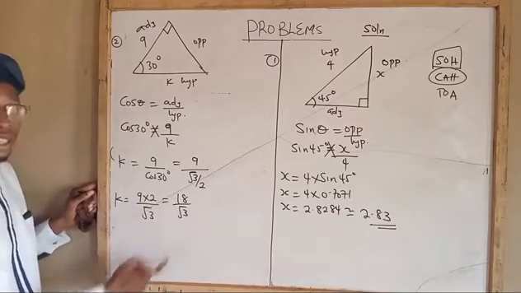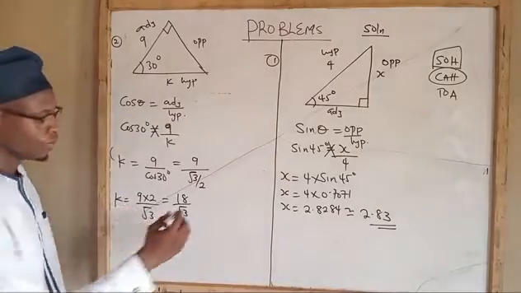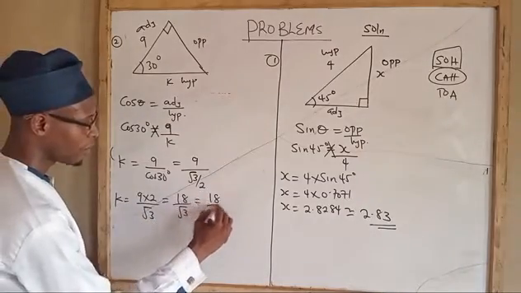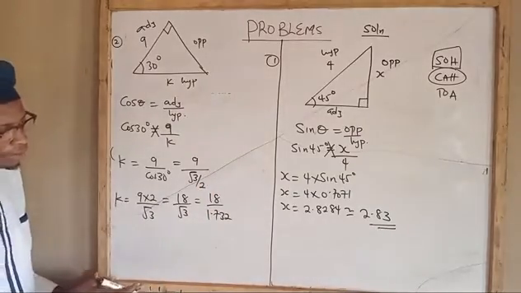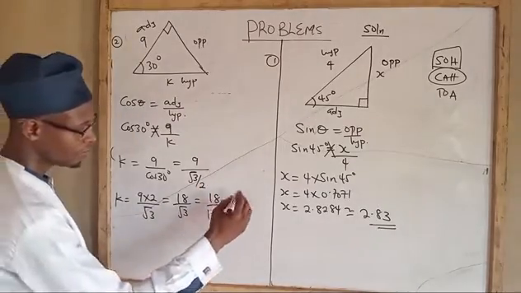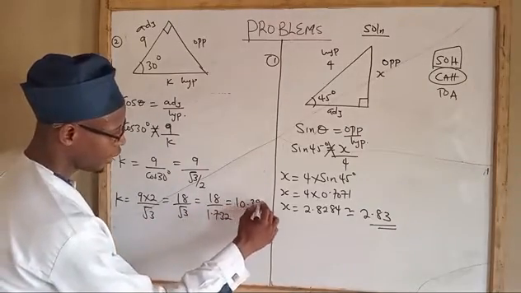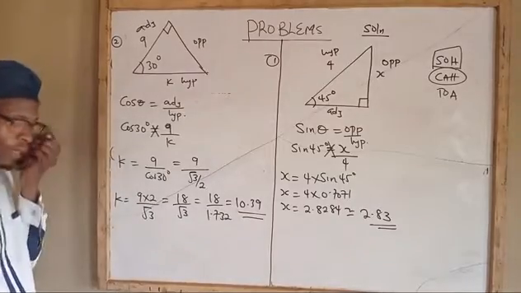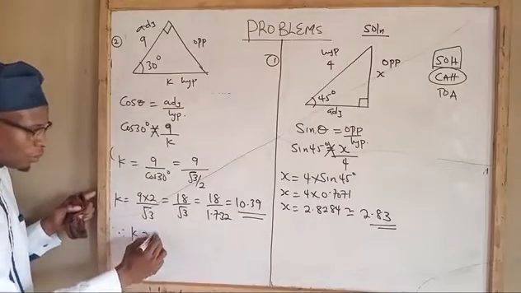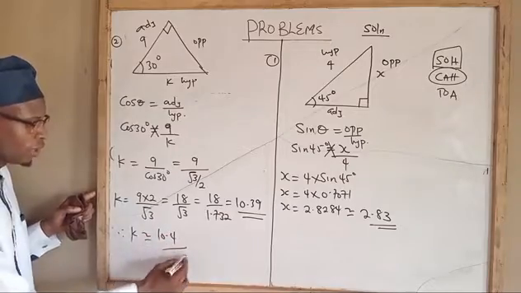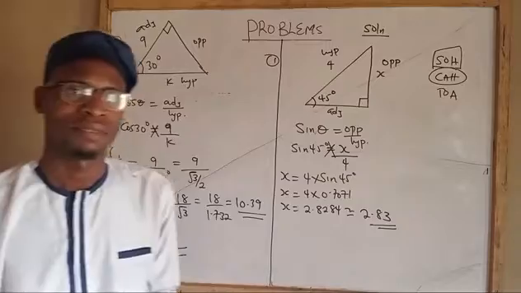And the square root of 3 is 1.732. So this is going to give you 18 divided by 1.732. When you divide this, you should have 10.39 as your final answer. So therefore, we can approximate k to 10.4. So the answer to k is 10.4 and the answer to x is 2.83.